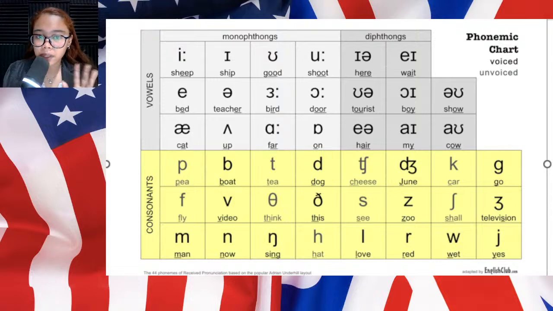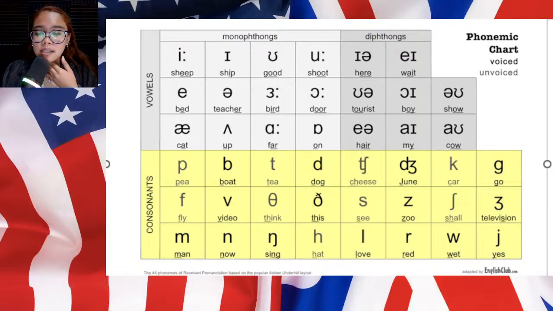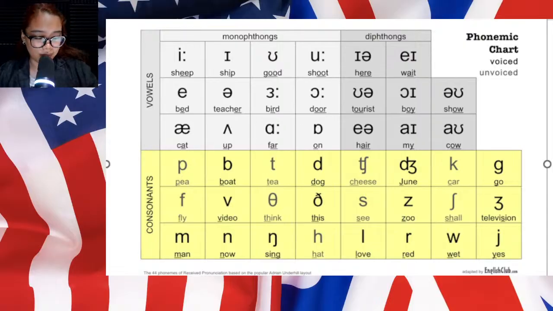P. No vibrations at all, unvoiced. B, b, boat. There are vibrations, voiced. T, t, t. No vibrations, unvoiced. D, d, dog. Vibrations are there, voiced. Ch, ch, cheese. There are no vibrations, unvoiced. J, j, June. There are vibrations, voiced. K, car. No vibrations, unvoiced. And g, g, go. There are vibrations, so this is voiced.